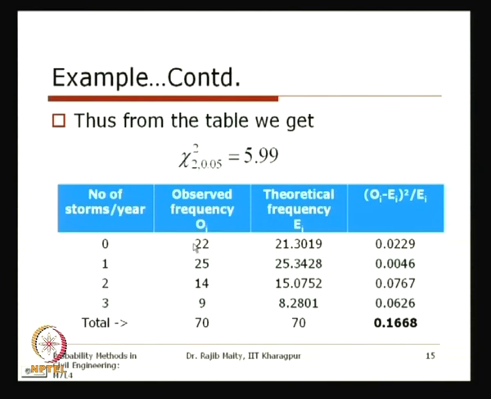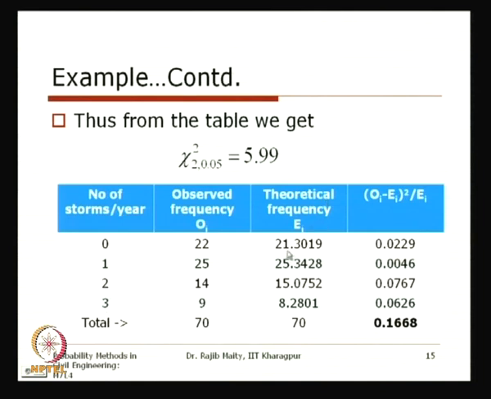As given in this data, there are 22 years with 0 rainstorms, 25 years with 1 rainstorm, 14 years with 2 rainstorms, 6 years with 3 rainstorms, and 3 years with 4 rainstorms. So we have combined them to get the 9 years of data where it is greater than or equal to 3 rainstorms per year. So we have avoided the one occurrence becoming 3, which is less than 5. That is also avoided, and the right side is kept open.